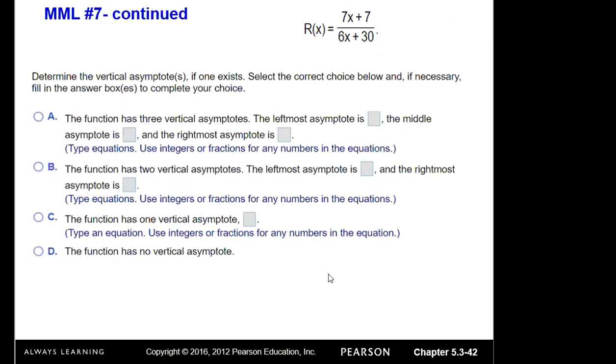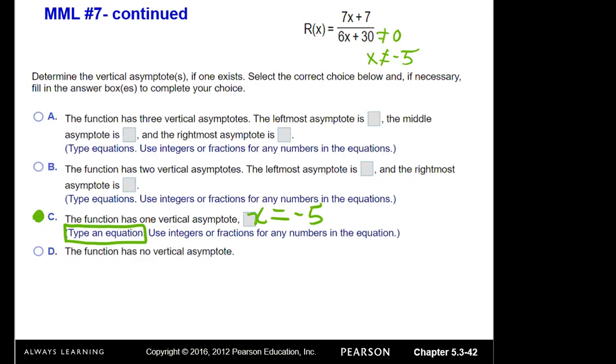And then it says determine the vertical asymptotes. The vertical asymptotes is where the denominator equals 0. And we did that earlier. We said this can't equal 0, and we ended up getting that we subtracted 30 and divided by 6, and x can't equal -5. So it only has one vertical asymptote, and it does say type an equation. That's because it's an imaginary line. And so the asymptote would be x equals -5.